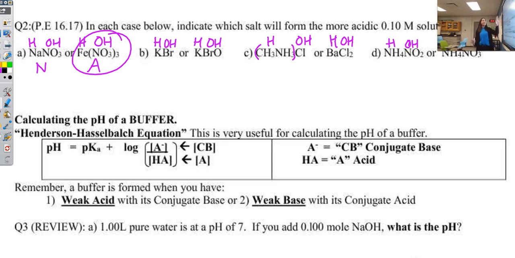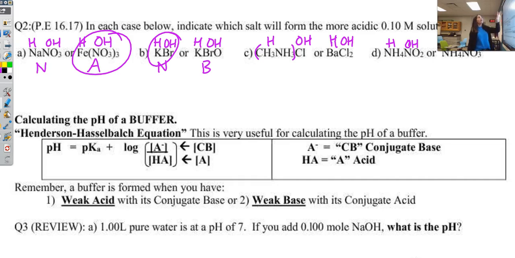Let's review these. Okay, so what did we get for KBr? Acid, base, or neutral? Neutral. Very good. They're both strong. What did you get for KBrO? Acid, base, or neutral? Basic, because KOH is a strong base, but HBrO is going to be weak. So which one's more acidic? The KBr. Okay, when they say more acidic, they're just saying it has a lower pH.